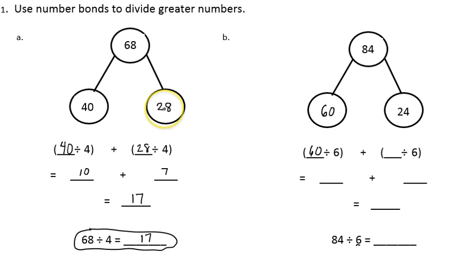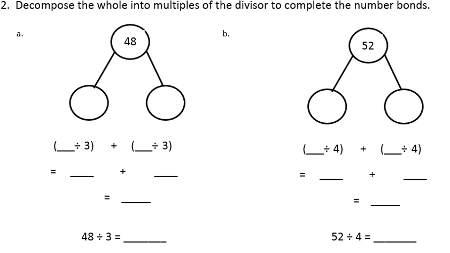60 divided by 6 is 10. 24 divided by 6 is 4. Combine those two answers, I get 14. So 84 divided by 6 is 14.